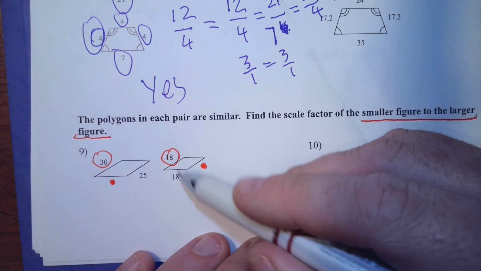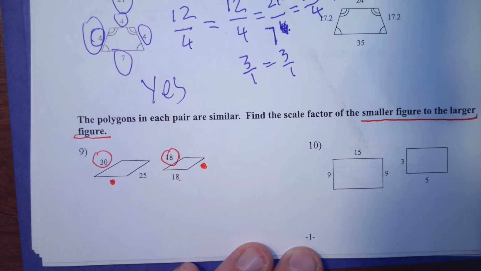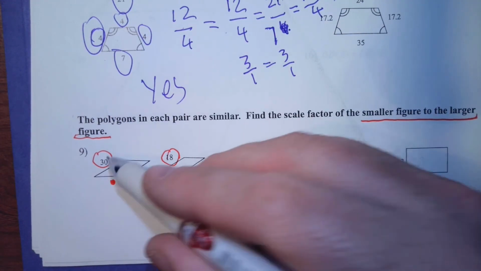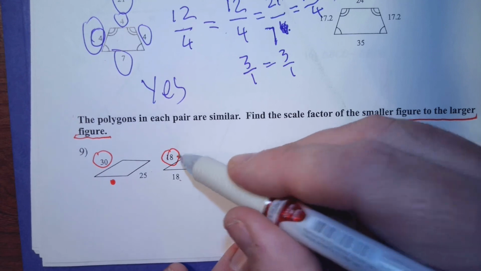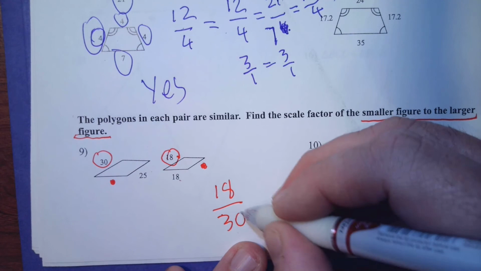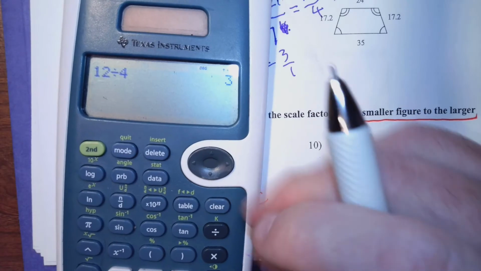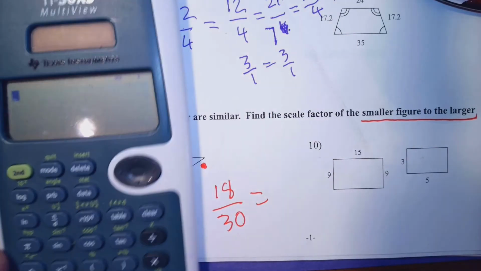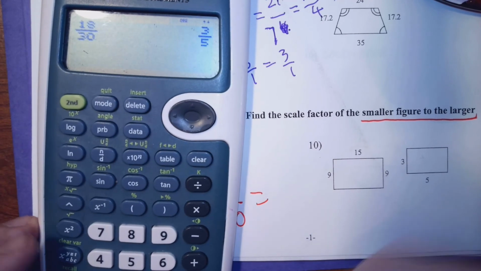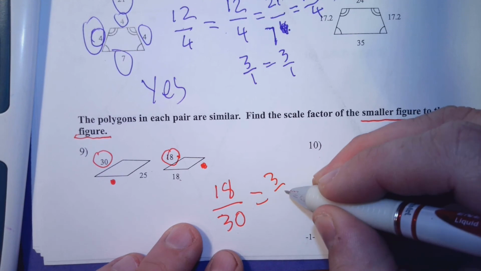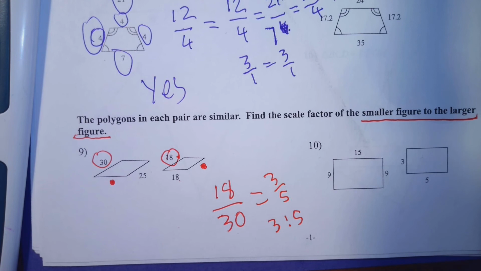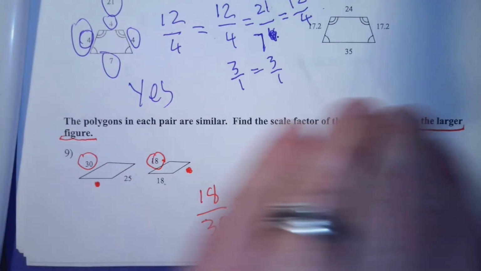And yes, this is a kite. Not that it matters for this test, but it is. So anyways, let's just go and do this smaller on top because I want to do smaller to larger. And just reduce your fraction. And yes, you have to simplify it, and it's easy. So make sure you have your calculator with you. And there it is, 3/5. And so that's the scale factor. You can write it like this, or you can write it like this. I will accept either. All right, moving on.